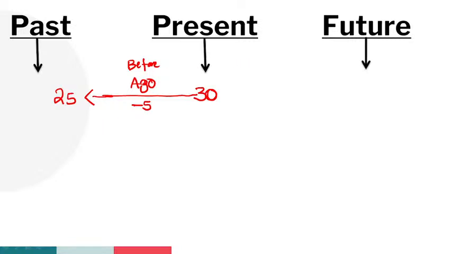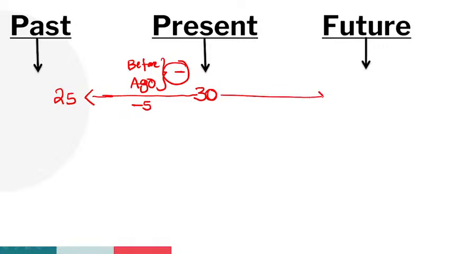Ago means minus. Okay, I'm taking the same example. Present, my age is 30 years. So 5 years before, my age was how much? 25 years. And ago or before means minus. Just remember minus. Okay, right.